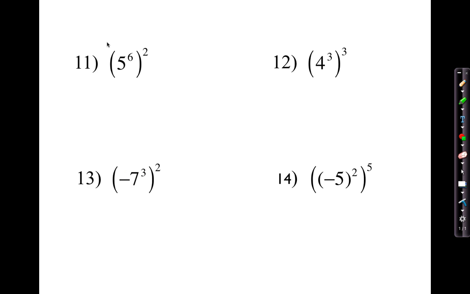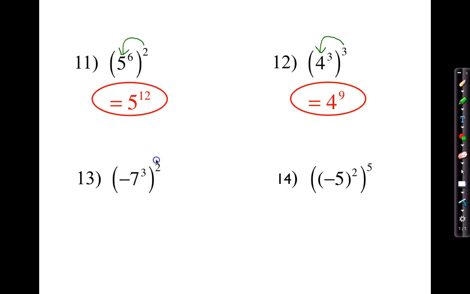Okay, so now let's go ahead and check out our answers. So here for number 11, hopefully you repeated 5 to the 6th 2 times. It's going to leave you with 5 to the 12th. Number 12, here you're going to repeat 4 cubed 3 times, which should leave you with 4 to the 9th. Here we're going to repeat the opposite of 7 cubed 2 times, which would leave us with 7 to the 6th power. And yes, it would be even.